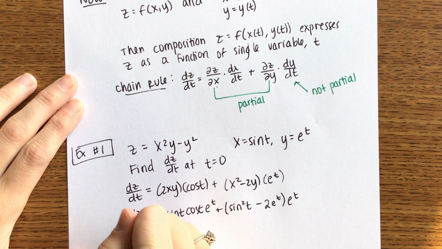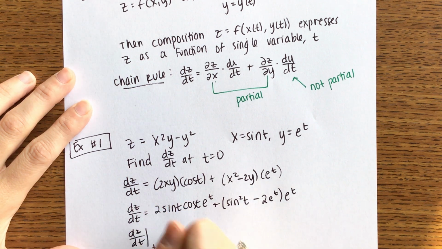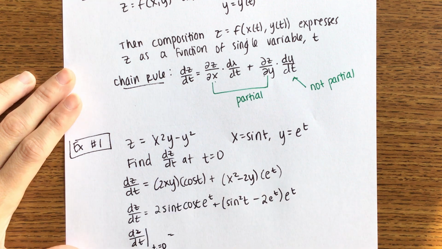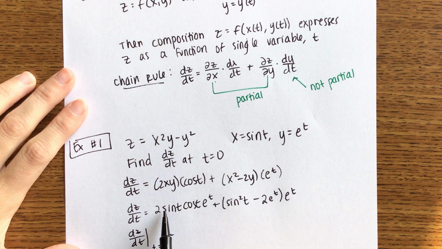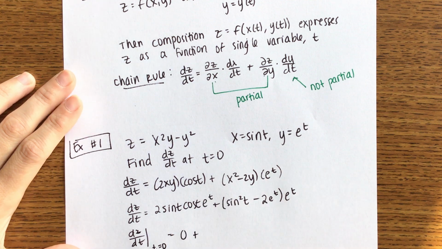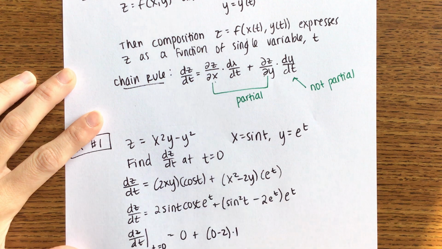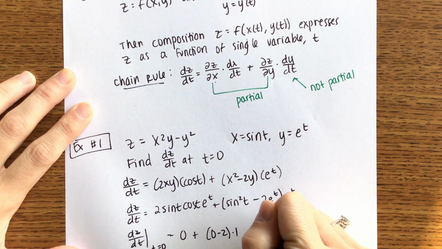So ultimately, we were asked to evaluate dz dt at t equals 0. If we do that, sine of 0 is 0, so all that is 0. That's 0, that's 2. We get an answer of -2.